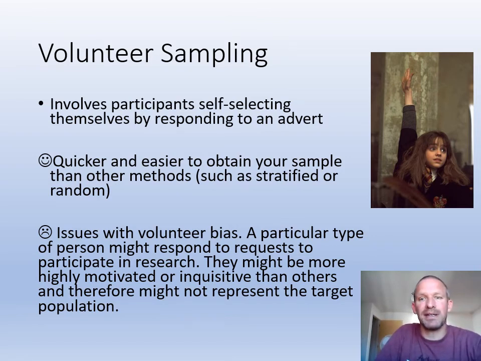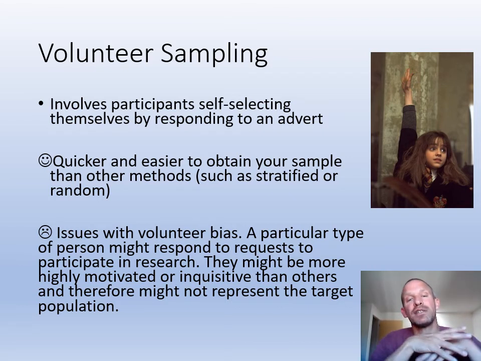So these should be obvious. It will say something like posters or advert in a newspaper. It will be that blatant. That's a volunteer sample. Still quicker and easier than some of those earlier methods that we looked at. You put the effort out there and you see who turns up. That's certainly a lot easier than stratified or random and things like that.